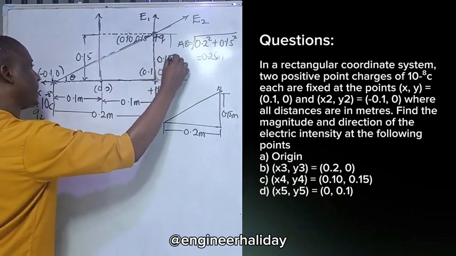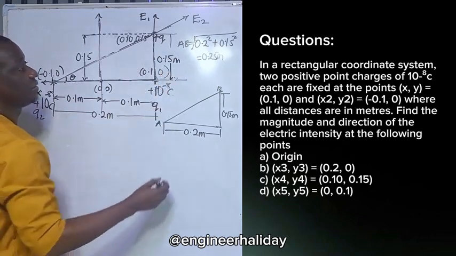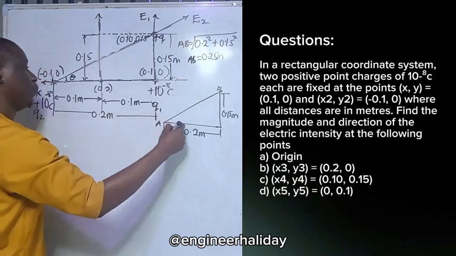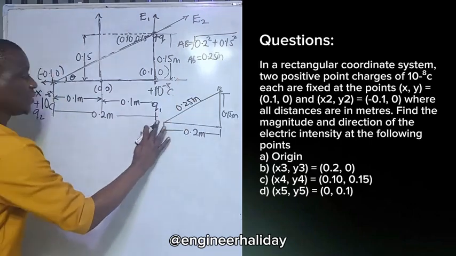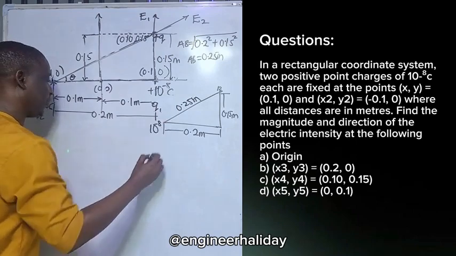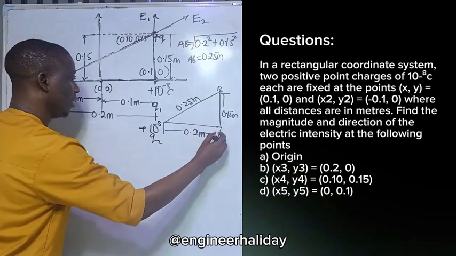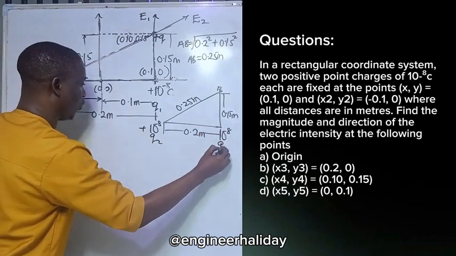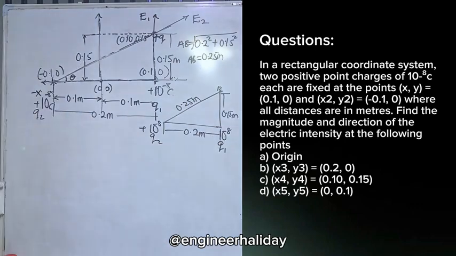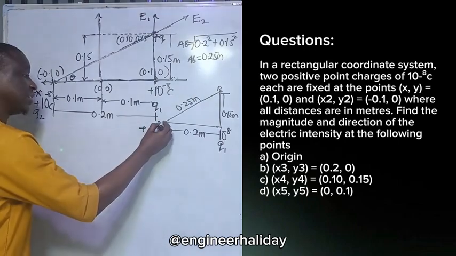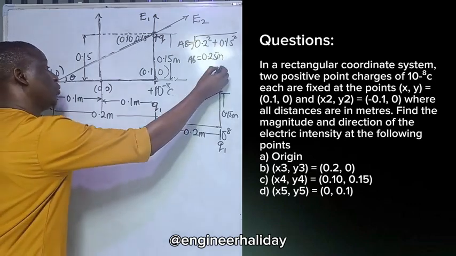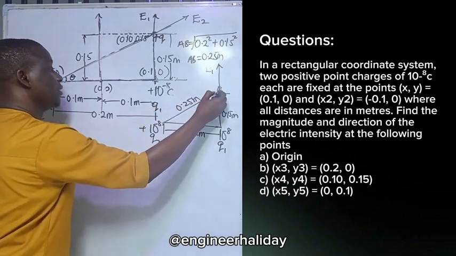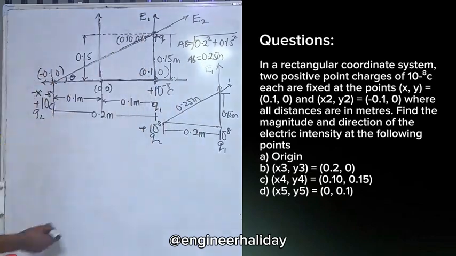So AB is 0.25 now. Now this is where the charge of 10 to the power minus 8 is. The first one is Q2. The second one, 10 to the power minus 8, is Q1. So that's where they are. We know the charge and the distance of this Q2 to this point now. This one, we say this one is going up. This one is going that way. You should show that.